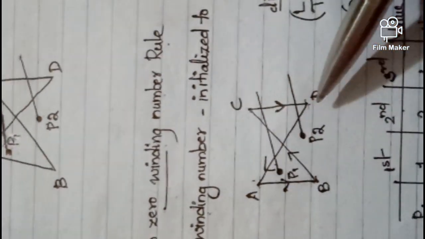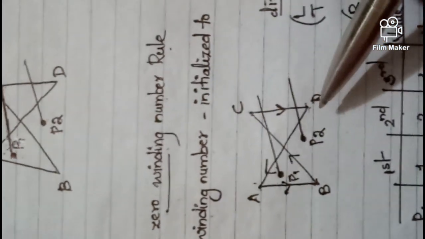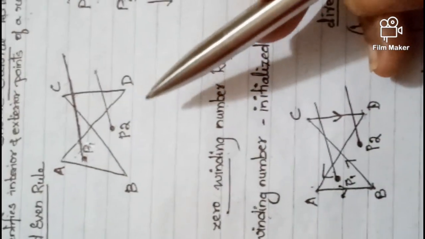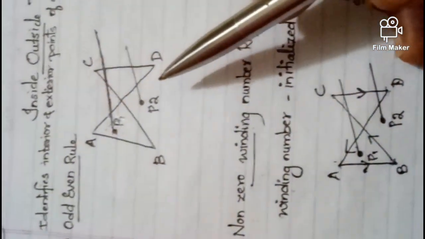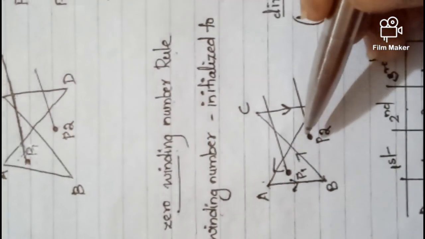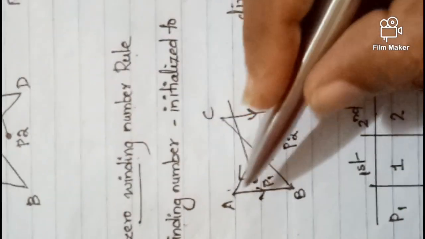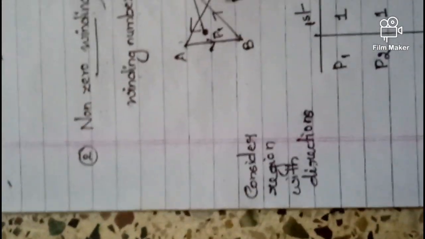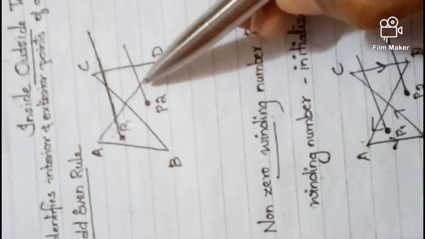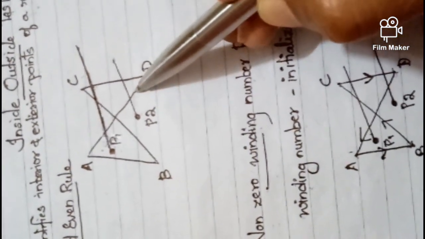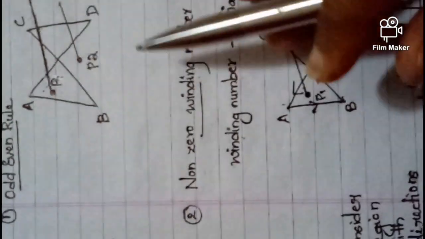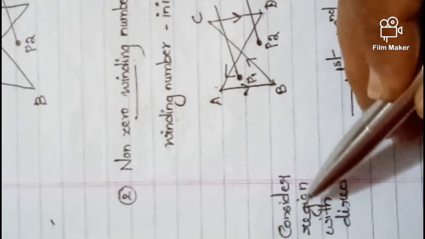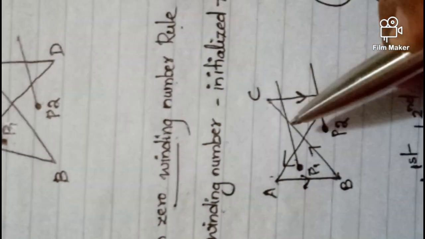Again we are taking the same figure A, B, C, D, which we had seen just above in the odd-even rule, but here there is a difference. Along with the figure we are also considering the directions. The odd-even rule does not consider directions, it just considers the region, whereas the non-zero winding number rule considers the region with directions. Remember that point.